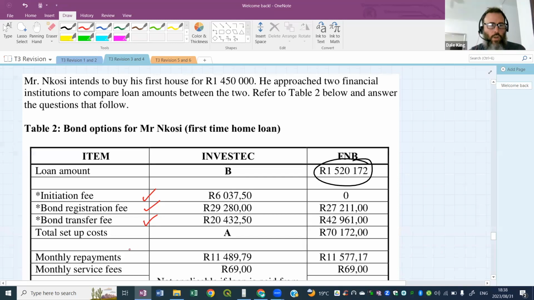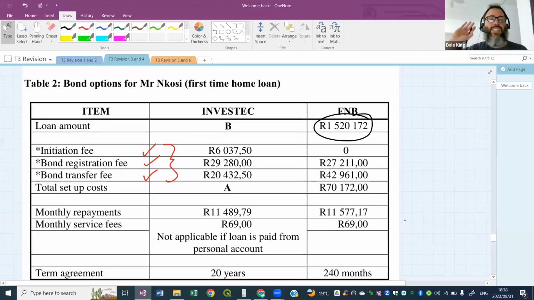Then that gives us total setup costs. So these setup costs, just to start this loan agreement, are all those. Then we have the monthly repayments. So they've done the calculation. We don't even see an interest rate. They've done a calculation for you, and they tell you these are the monthly repayment amounts. How long do we have to pay that for? Well, at the bottom, we can see for FNB, 240 months.